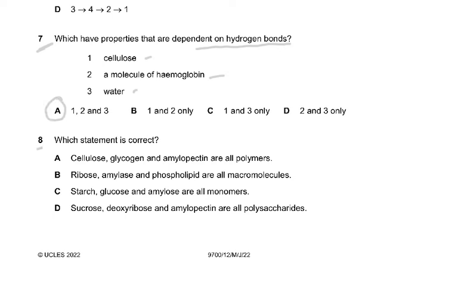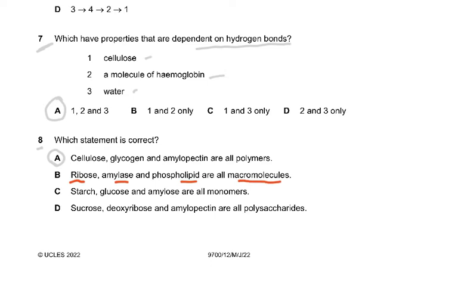Then, question 8, which statement is correct? Now, you have to read all the statements. Cellulose, glycogen, and amylopectin are all polymers. Okay, fine. Well, that is the correct answer. But why are these wrong? You see, why is B wrong? Now, let's look at why B is wrong. Ribose, amylase, and phospholipid are all macromolecules.